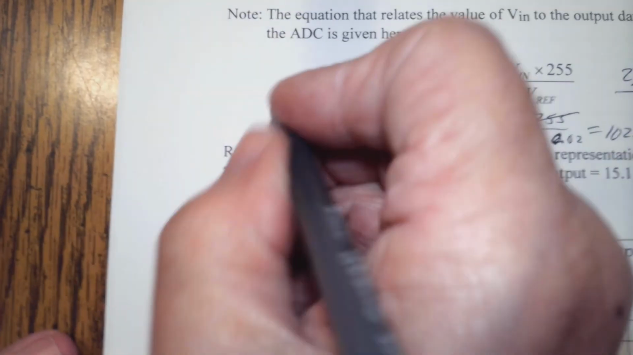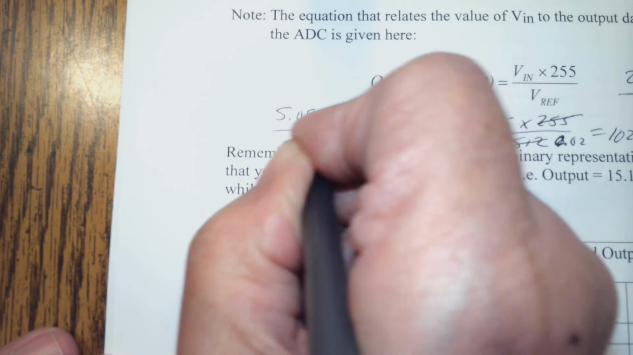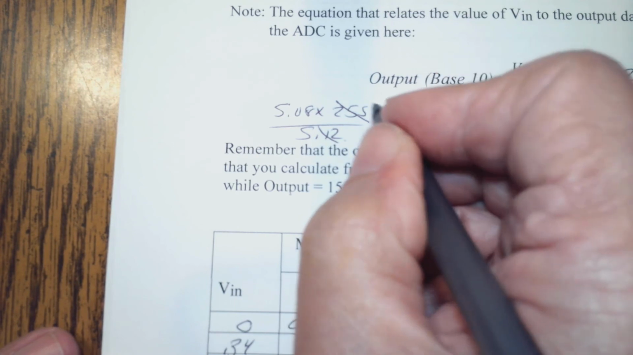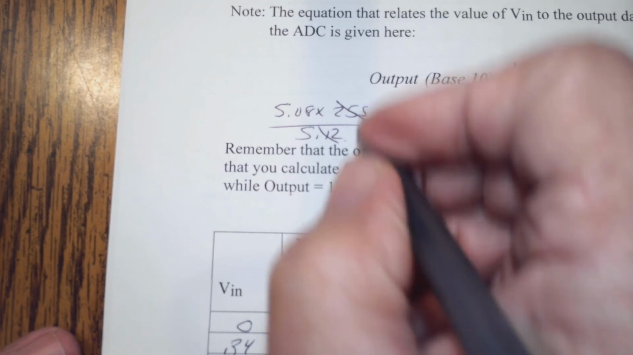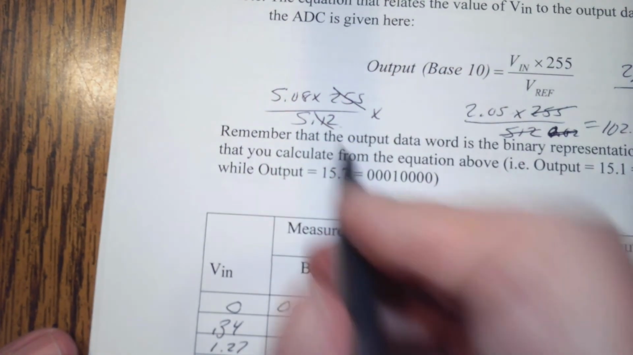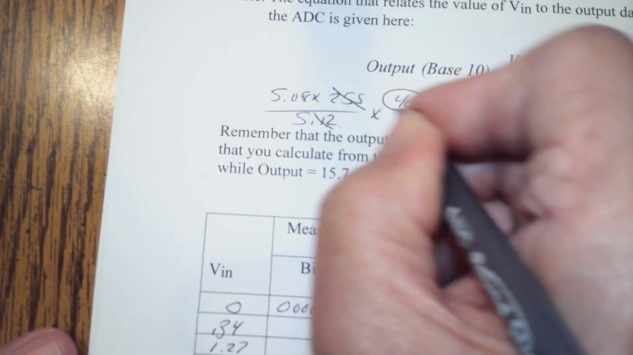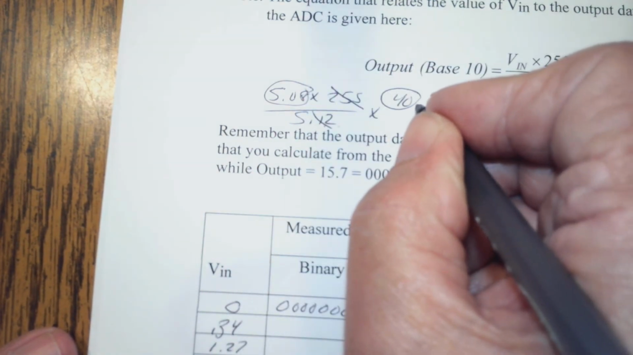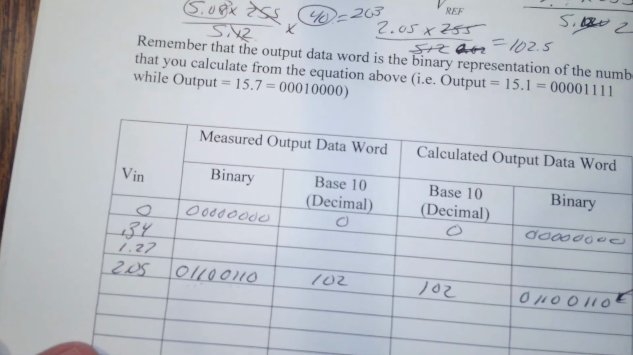So let's go back up here, and move my camera again. Vin was 5.08 times again 255 over 5.12. I'm going to work my magic again and get a value of 40 to multiply. 5 into that is 40, so it's 40 times 5.08. And that comes out to 203, something like that. It's about 203. And we had 204. So it's close.